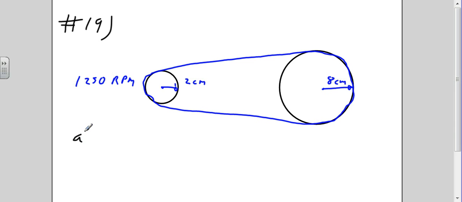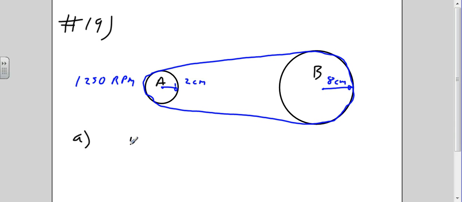So, question A says, we want the linear velocity of a point on the rim of pulley A in meters per second. All right, so is the question written in English? That's the first issue. Yes. Does it make any sense at all? No, of course not.